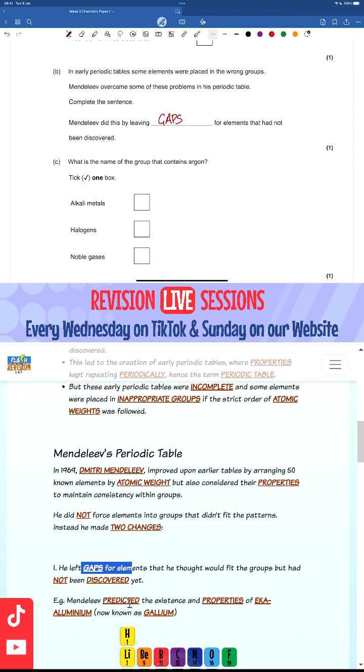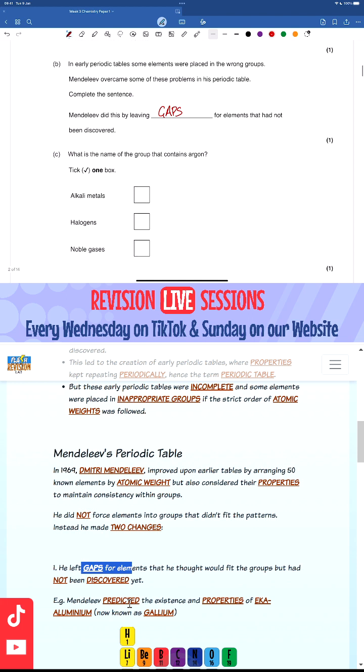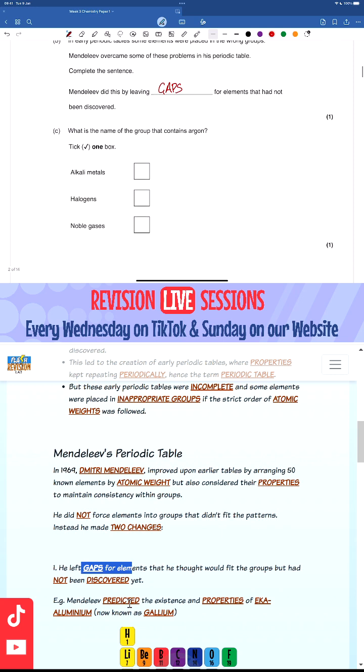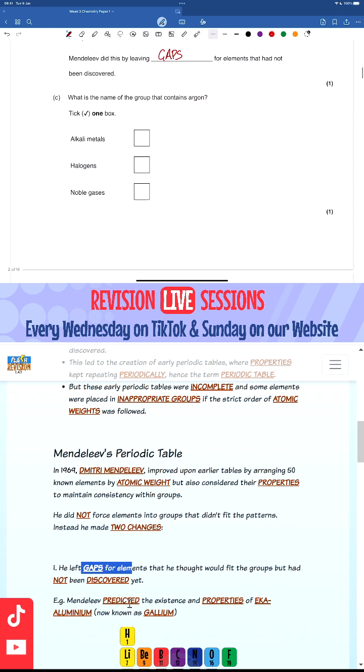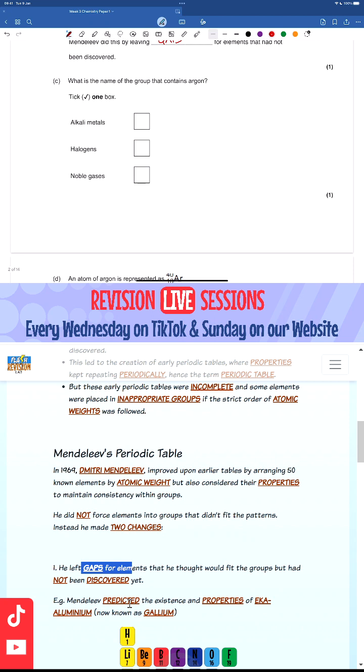So when he made the periodic table, there were some elements that didn't fit the gap. So he just left the gap there, and other people basically discovered those elements and found that they did fit the gap. Next one, what is the name of the group that contains argon?